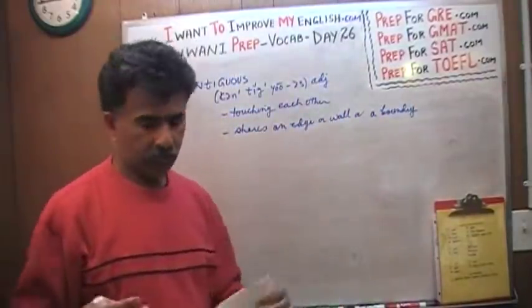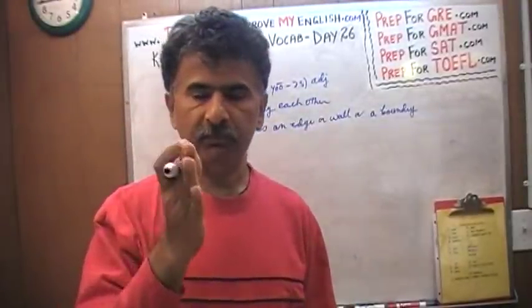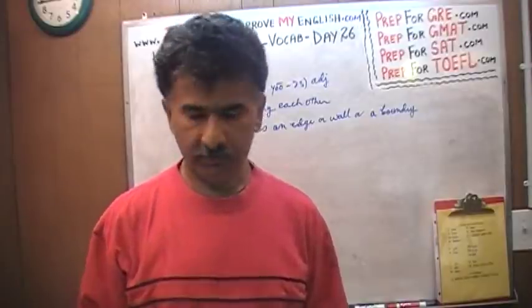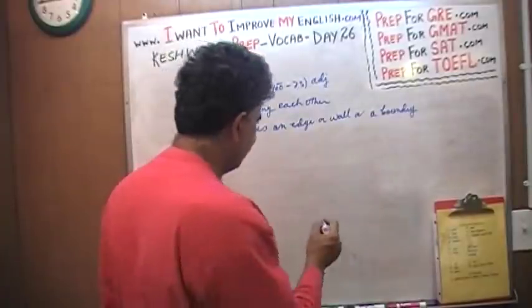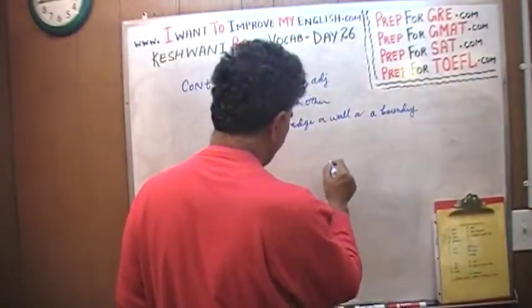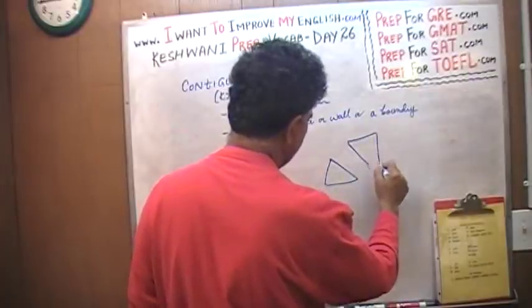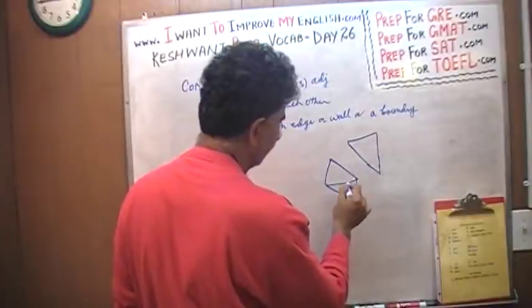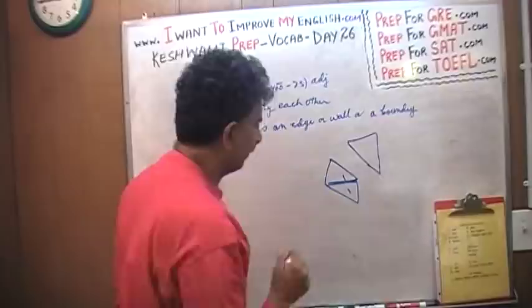So there are two objects that are touching each other. They are said to be contiguous. They have some boundary in common, some wall in common, some edge in common. You can speak of two figures being contiguous. For example, if I were to draw this triangle and that triangle, these two triangles are not contiguous, but these two triangles are, because they share a boundary, they share a wall.